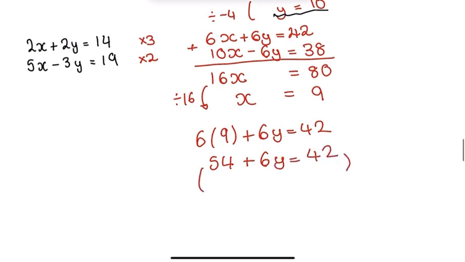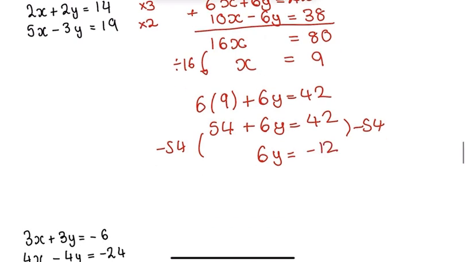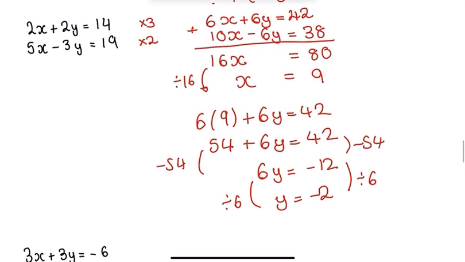So I'm going to get rid of that 54 first by taking it away from both sides, leaving me with 6y equals negative 12, and then getting rid of that 6 by dividing both sides by 6. So I get y equals negative 2. Therefore, my answers here are x equals 9 and y equals negative 2.